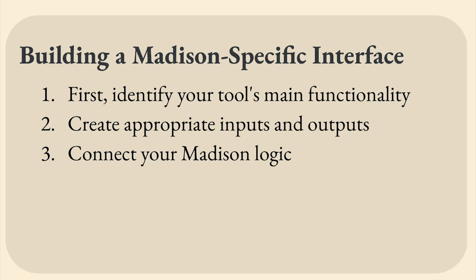Now let's build a more complete interface for your Madison agent. The steps here are very similar to what I demonstrated in the Streamlit tutorial. First, you need to identify your project's main functionality and create some appropriate inputs and outputs. Later, you also need to connect your Madison logic from the main N8N.